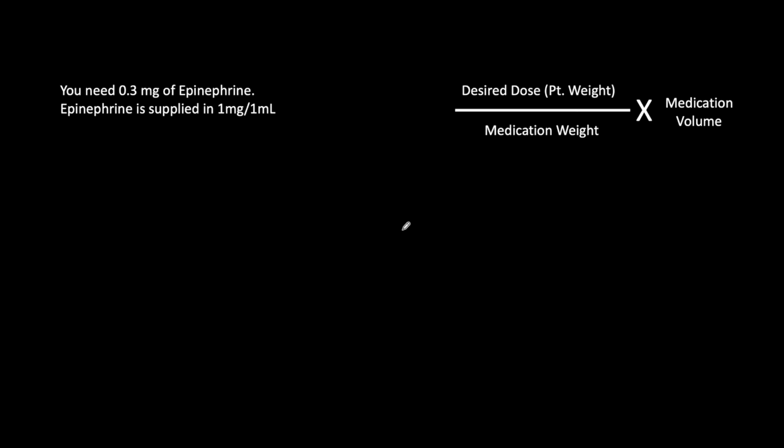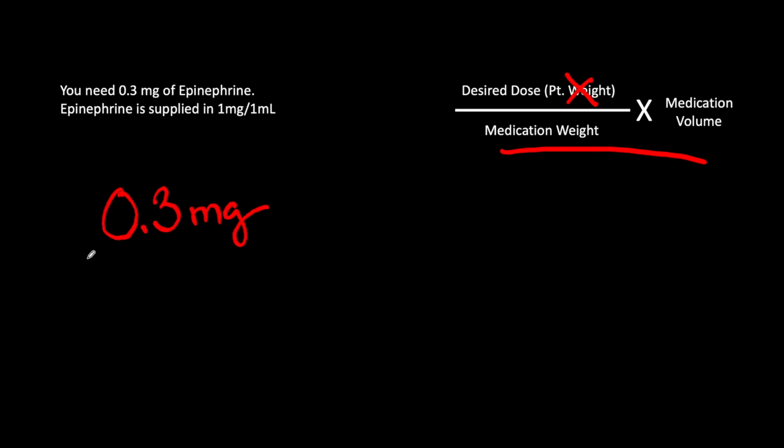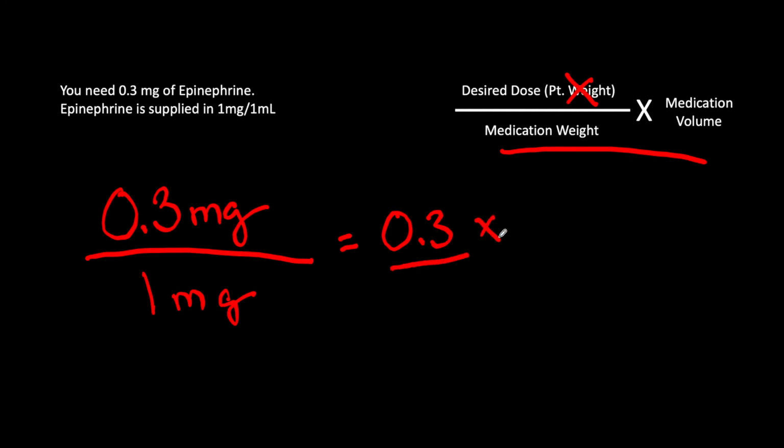So for our first example, this one's pretty easy. We're going to do the med math for an IM epinephrine injection. So what we have here is a desired dose of 0.3 milligrams of epinephrine, and it's supplied in 1 milligram over 1 milliliter. We have our equation here off to the right. So we're going to take our desired dose, 0.3 milligrams, and we're going to divide that by 1 milligram, which is our medication weight. This is going to give us 0.3. We're going to multiply that by the medication volume, which is 1 milliliter, and this is going to give us 0.3 milliliters. So, nice easy one to start out with.